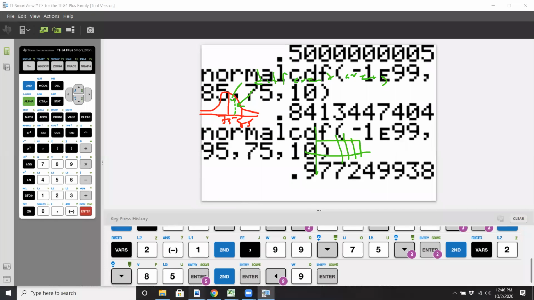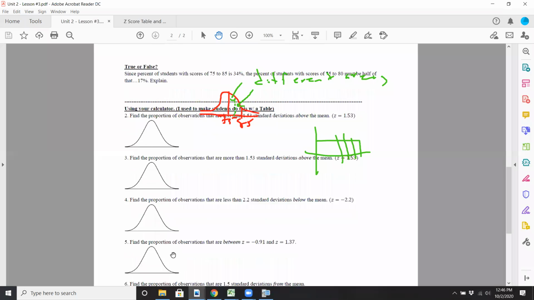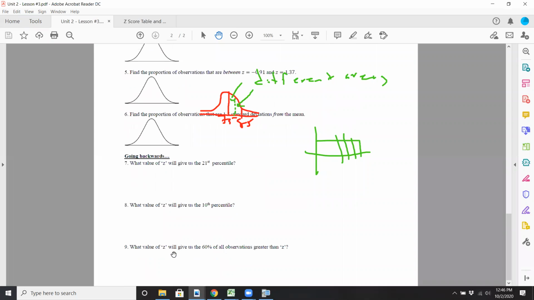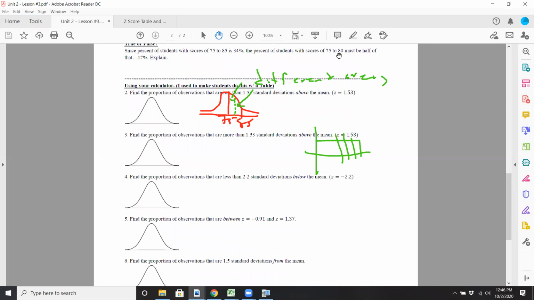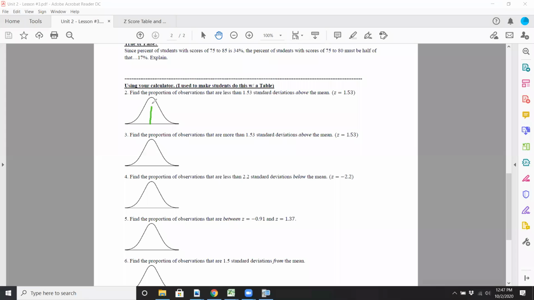Let's go back to the PDF. So let's look at the remaining examples to wrap up the video. Find the proportion of observations that are less than 1.53 standard deviations above the mean. So this is a z-score of 0 right here, and we could say that's roughly 1.53 standard deviations above the mean, and we want to be to the left of it. We want to be less than that.